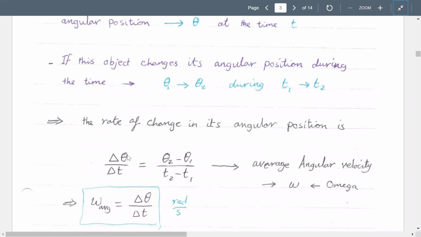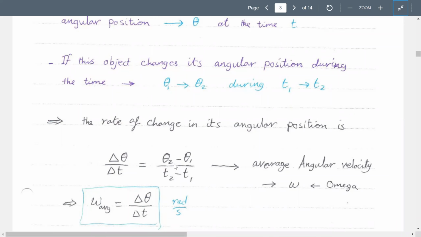Remember from before, we have delta x over delta t, right? It was x2 minus x1 over t2 minus t1. But now we have a change in angular position, which is theta 2 minus theta 1. Now we need to find the rate of change.